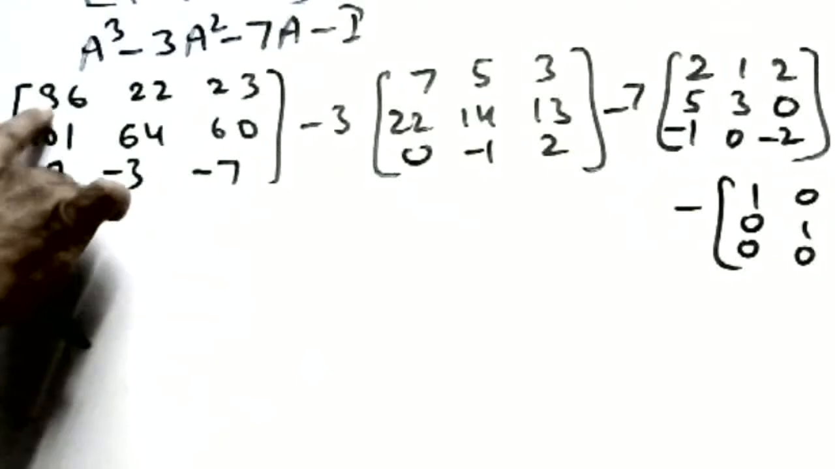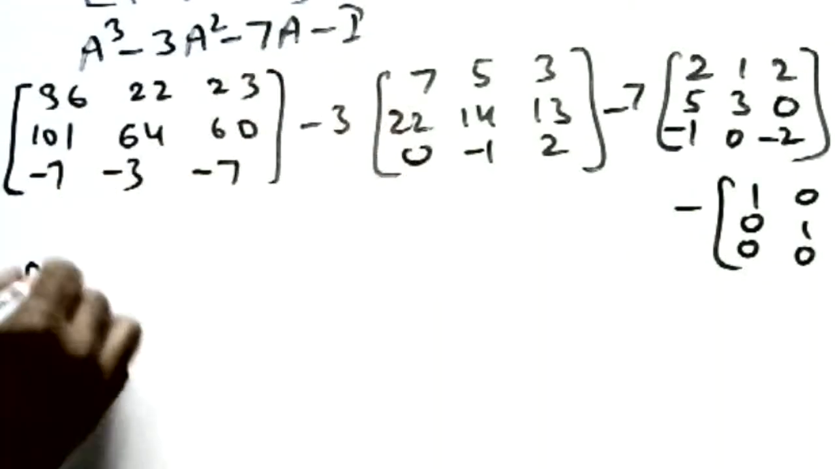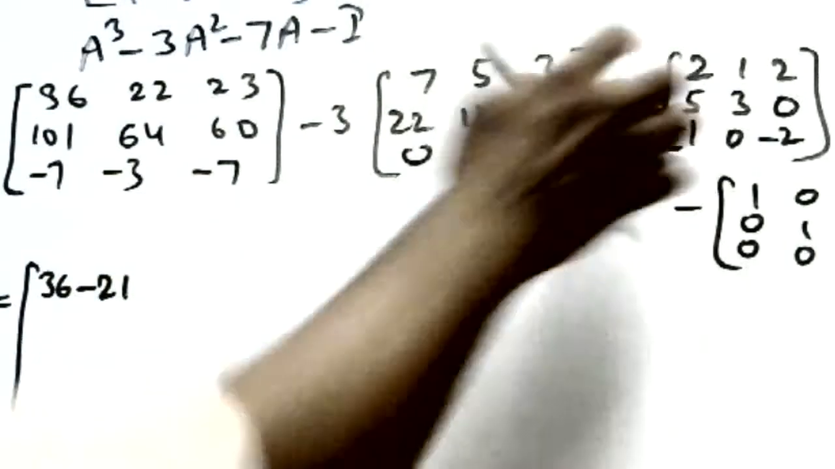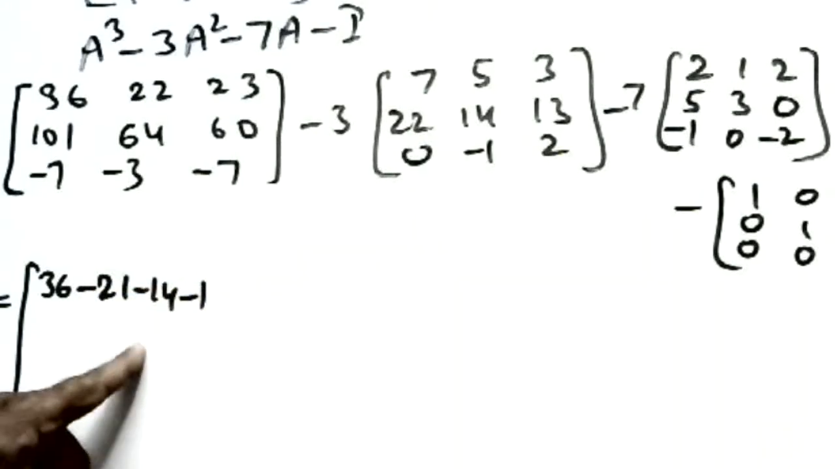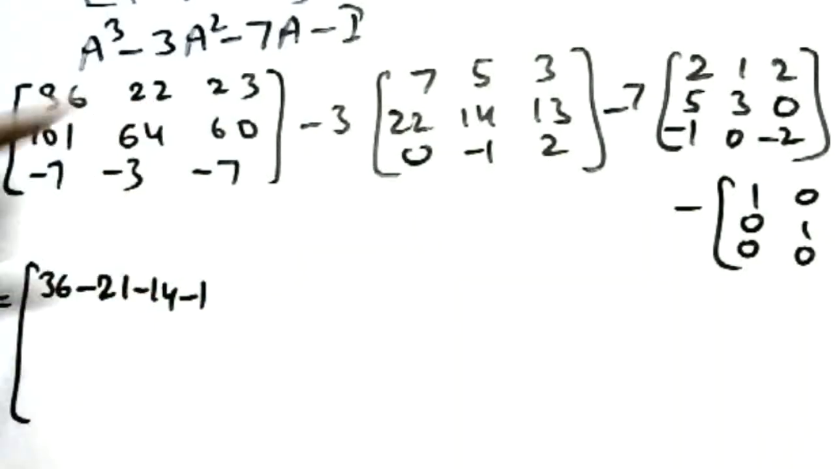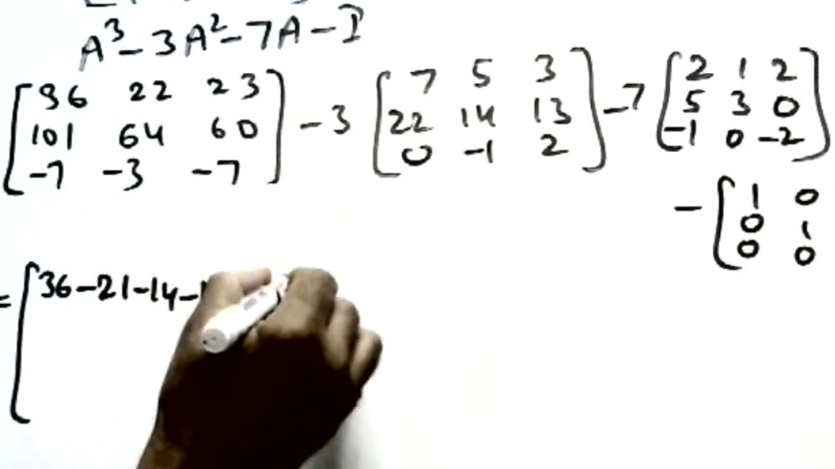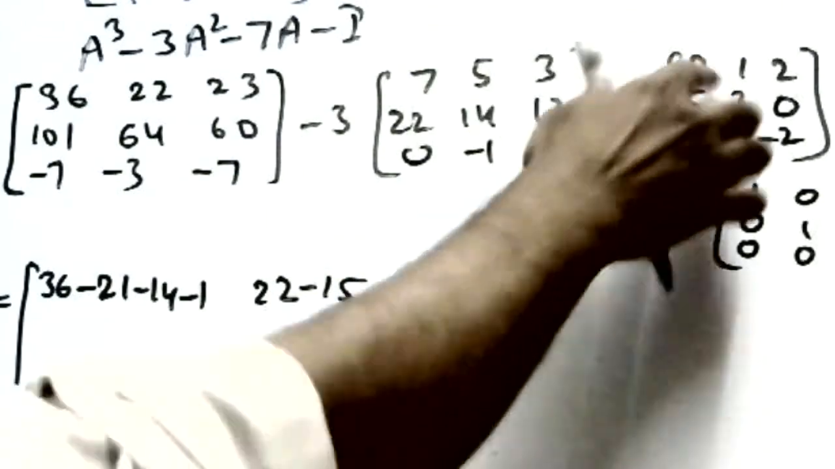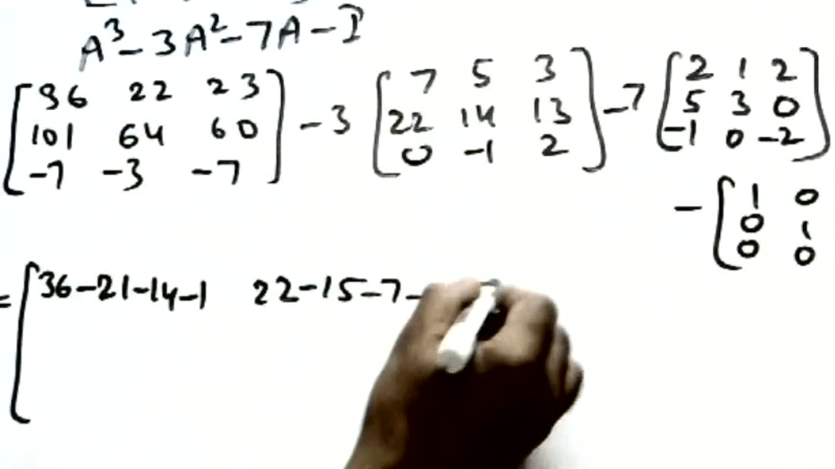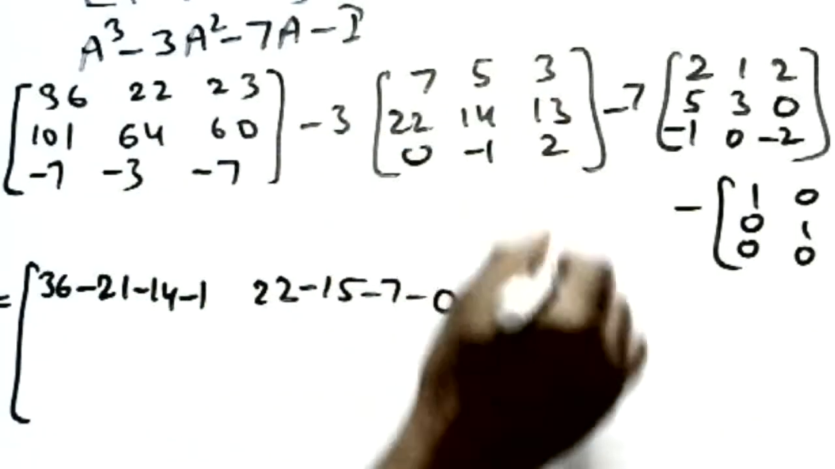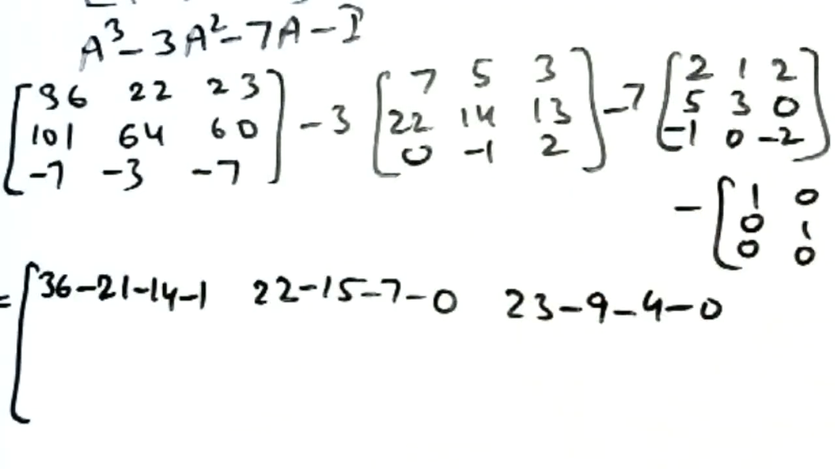You do one thing, write the first elements of all the matrices. Here the first element is 36. This is minus into plus, minus 7 3s are 21, minus 2 7s are 14, minus 1. The first terms we wrote. In the same way, the second elements of the first row: 22, minus into plus, minus 3 5s are 15, minus 7 1s are 7, minus 0. In the same way you write the third terms: 23, minus into plus, minus 9, minus 7 2s are 14, minus 0, minus 0.